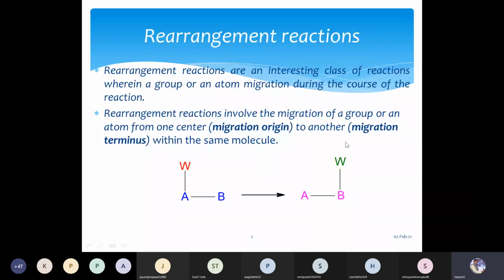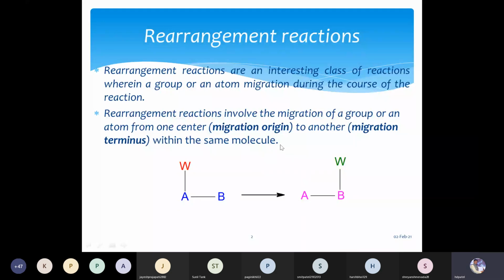Rearrangement reaction. As per the definition, rearrangement reactions are an interesting class of reaction where a group or an atom migrates during the course of reaction. Means in the presence of certain reagents, chemicals or catalysts, one group will migrate from one position to another position. This is called rearrangement. Based on this figure, you can see here W is attached with A. But by certain chemical changes, or in the presence of certain catalyst or reagents, it will migrate from position A to position B. So now W is attached with the position B.